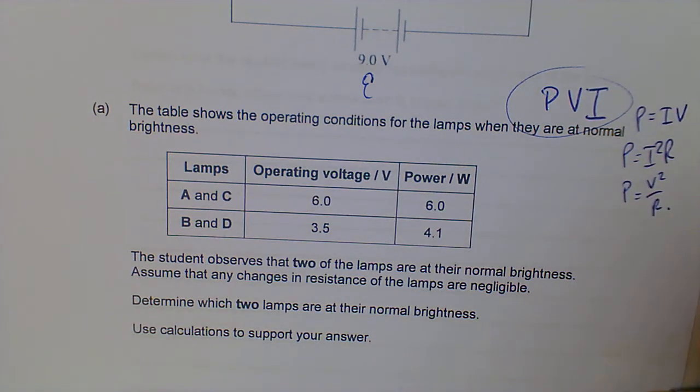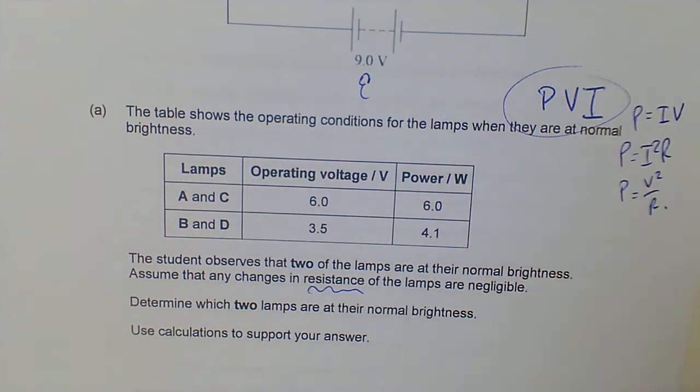Assume that any changes in resistance of the lamps are negligible, so they stay at... there's a bit of a clue there really. Determine which 2 lamps are at the normal brightness. Use calculations to support.